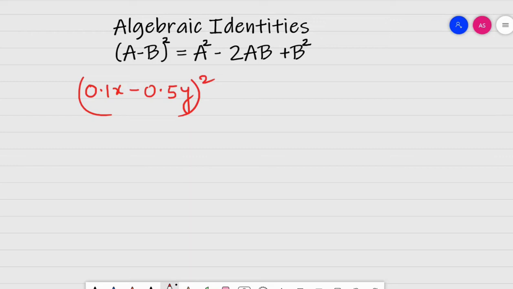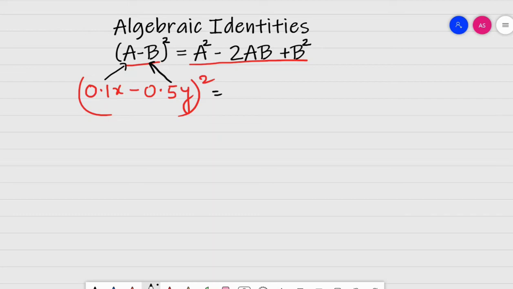Yes, come on students. Let us see one more question. (0.1x minus 0.5y) whole square. Now what is our identity? What identity have we learnt? We have learnt a minus b whole square is equal to a square minus 2ab plus b square. Now let us consider 0.1x as a and 0.5y as b. Now simply put the value of 0.1x for a and 0.5y for b in the identity.